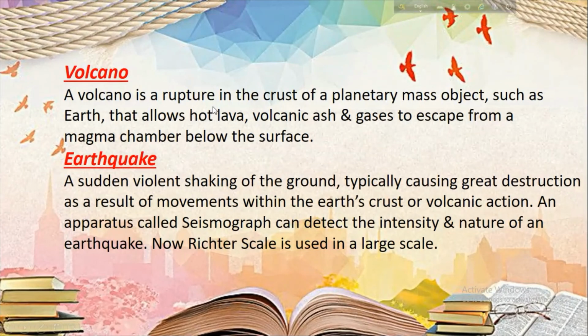What is a volcano? A volcano is a rupture in the crust of a planetary mass object such as Earth that allows hot lava, volcanic ash or gases to escape from a magma chamber below the surface. In Bengali, a volcano is known as Agneogiri. An earthquake, or bhumikampo, is a sudden violent shaking of the ground, typically causing great destruction as a result of movements within the earth's crust or volcanic action.